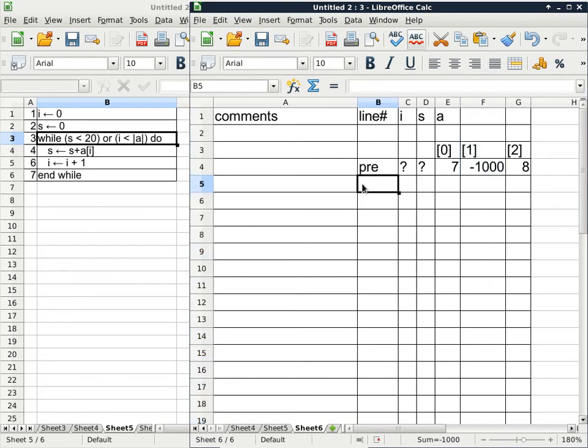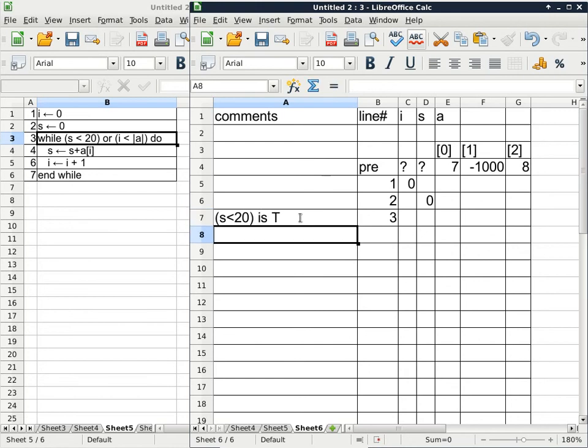Okay, so now we have the trace here. So line 1 initializes I to 0. Line 2 initializes the sum to 0. Line 3 has to evaluate S is less than 20, which is true.